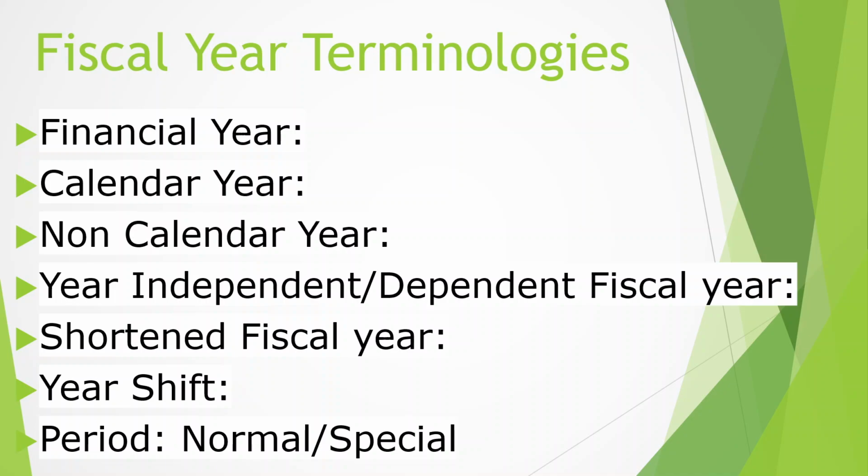Then we have something called year shift, period, normal and special. Year shift we will see in the system, and at that time I will explain what year shift is all about. Year shift has only 3 indicators: 0, +1 and -1. How that works, I will explain while giving the demo in the system. So I am parking this question at this point of time.